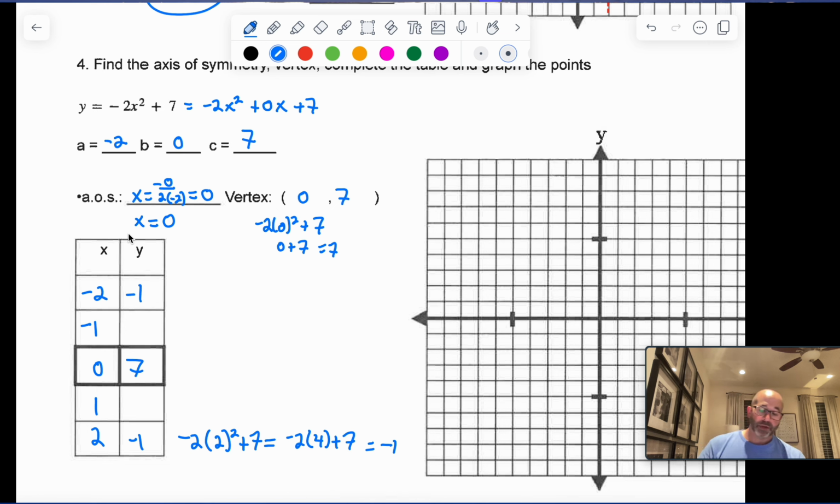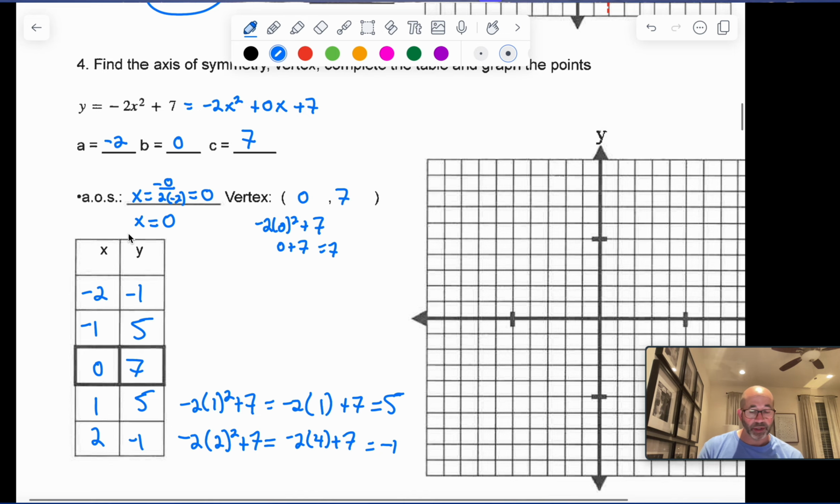Okay, let's go ahead and use 1. So we'll do negative 2 times 1 squared plus 7. So we have negative 2 times 1, because 1 squared is just 1, plus 7. That means we end up with a positive 5 here and a positive 5 here. And that's it. That's our table. So let's plot all these points and see what we end up with here.